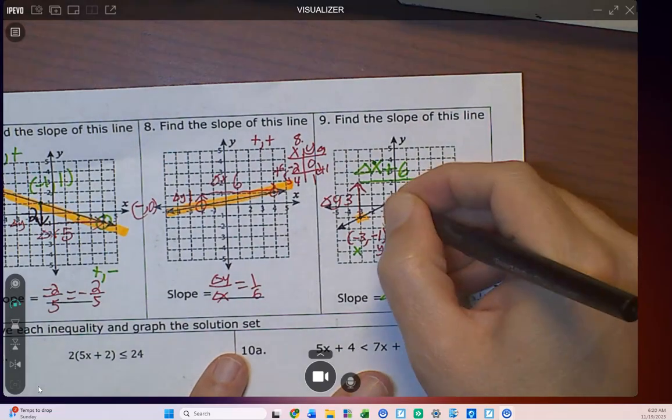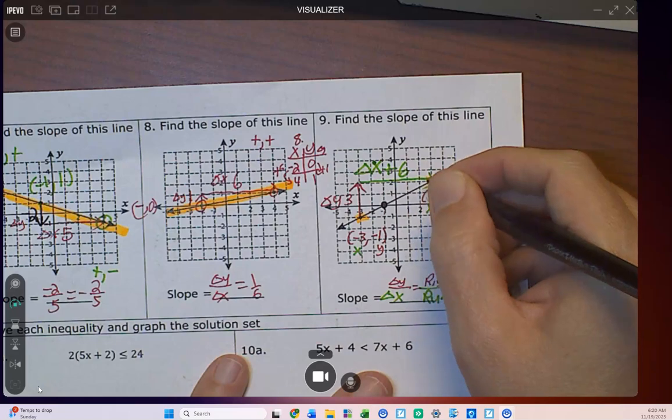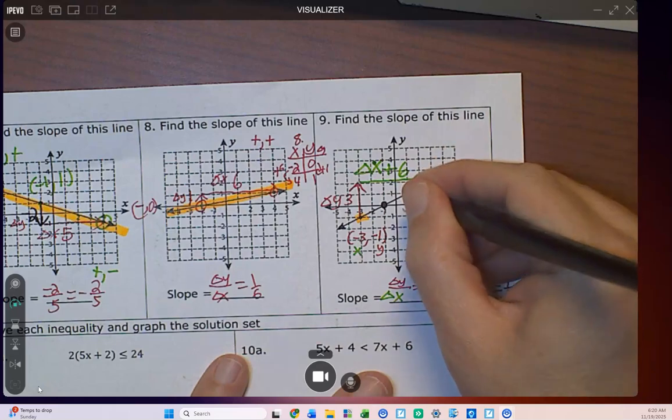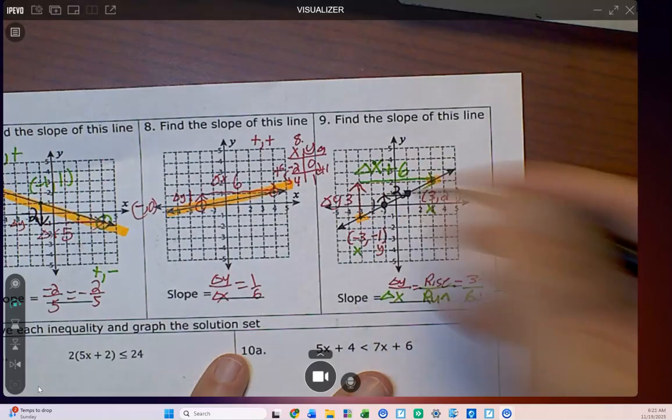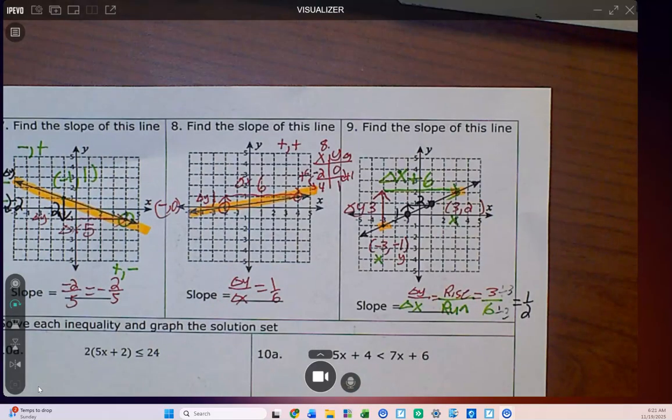And you can actually see that. If I look at those 2 points, you can see that that's rise 1, run 2. You can see that it's 1/2. That's why you got to simplify it.